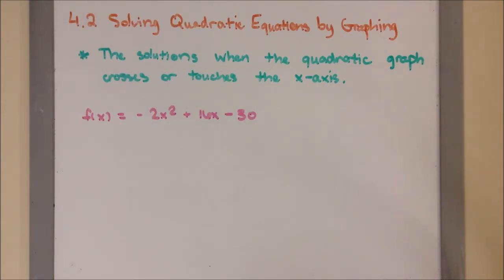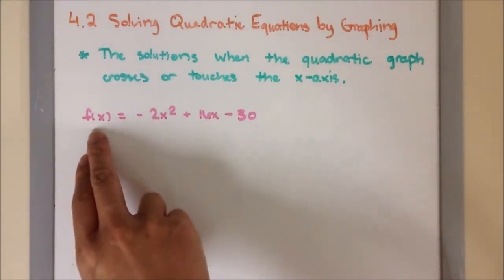So let me repeat that last part. If your graph does cross or touch the x-axis, you do have real solutions. If it does not, then you do not have real solutions. And we'll talk about the difference between real solutions and complex solutions when it comes to 4.4.